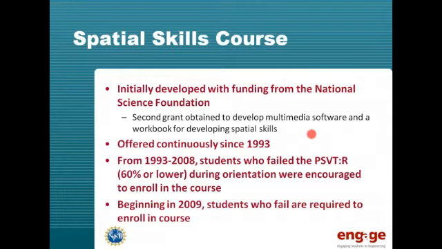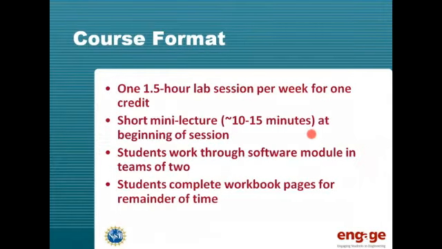Based on the data that we have, the engineering chairs at Michigan Tech made a change starting in 2009 so that now all students who fail the Purdue test are required to enroll in the spatial skills course. And we define failure as scoring 60% or lower on the Purdue test.